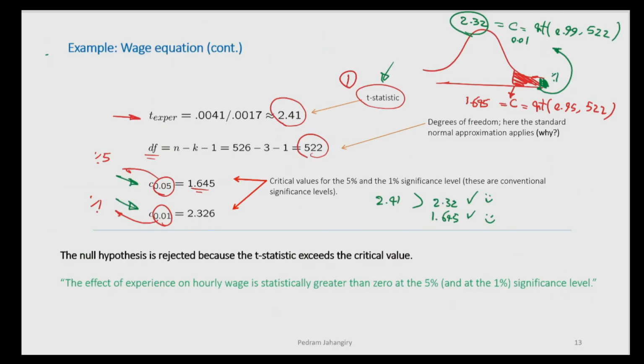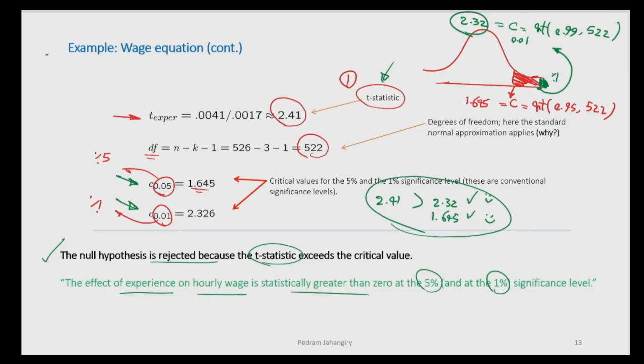Okay, so overall, you're happy with this regression analysis. Why? Because it says that even if you're super conservative with 1%, we can still reject the null. We can still reject the idea that experience is irrelevant, and we get the alternative. So the null hypothesis is rejected because the t-stat exceeds the critical values. The effect of experience on hourly wage is statistically greater than 0 at the 5% and at the 1% significance level.